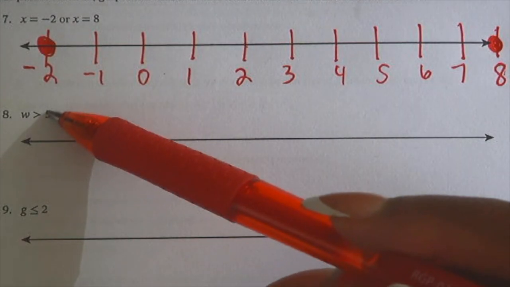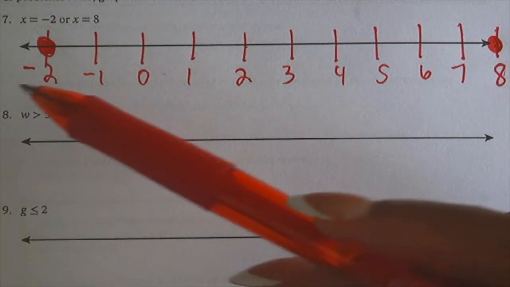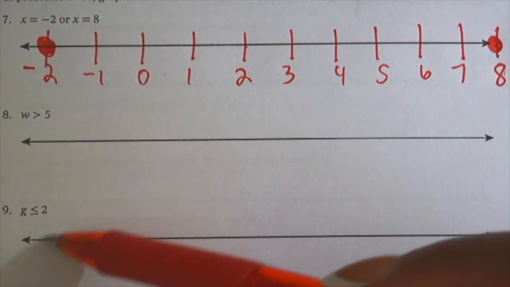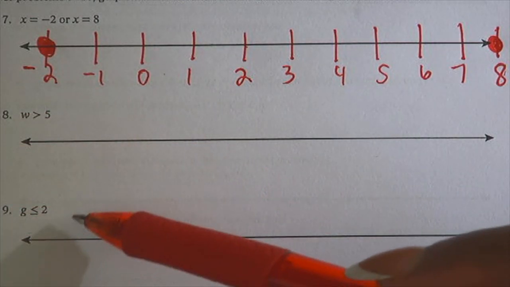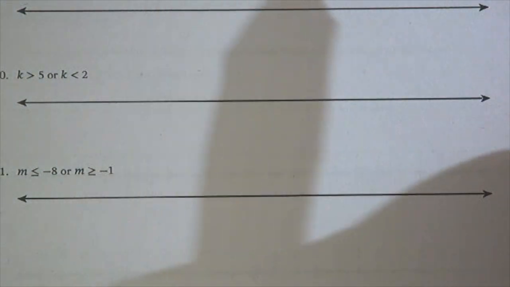Now I'm going to skip 8 and 9 because this is pretty much review. These are not compound statements. These are just individual inequalities. So let's go on to number 10. We have k greater than 5 or k less than 2. So let's graph it.